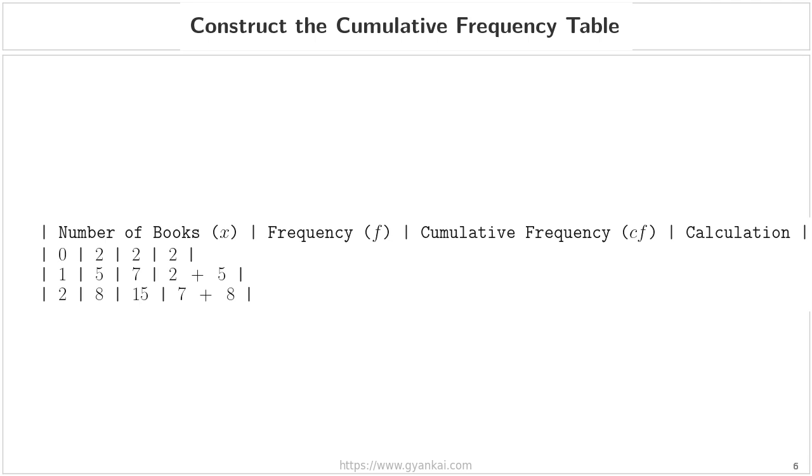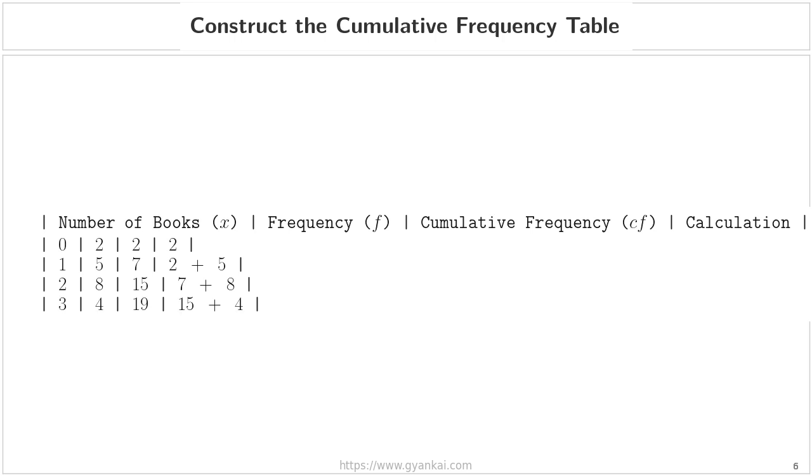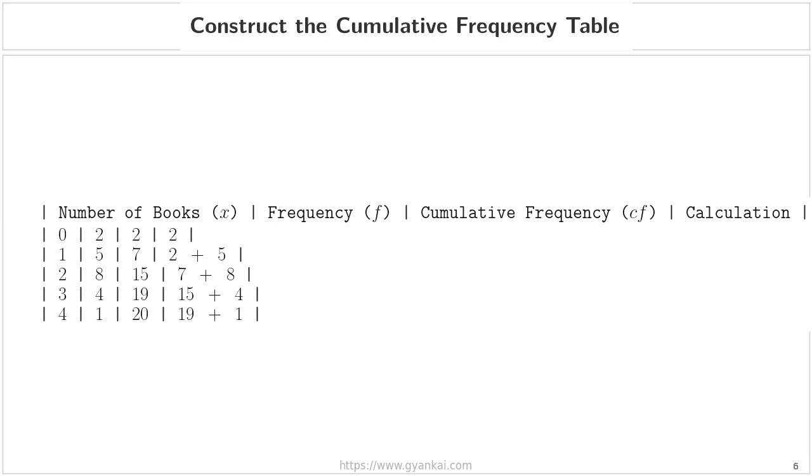For the third row, with 2 books, we add the frequency of 8 to our running total of 7, bringing us up to 15. Next, for 3 books, we add the frequency of 4 to our previous total of 15, resulting in a cumulative frequency of 19. Finally, for the last row, where the number of books is 4, we add the frequency of 1 to 19, which brings our final cumulative frequency to 20. Notice how this final value of 20 matches our total number of observations, which is exactly what we need to proceed to the next step of finding the median position.